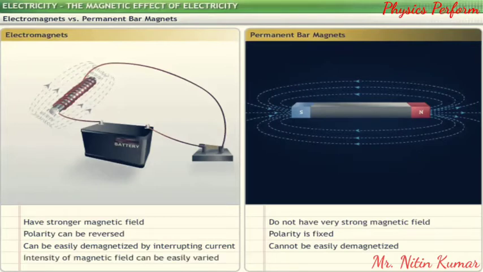In electromagnets, the intensity of the magnetic field can be easily varied. However, magnetic fields of permanent magnets are of fixed intensity. You can convert an electromagnet into a permanent magnet by using a steel core.